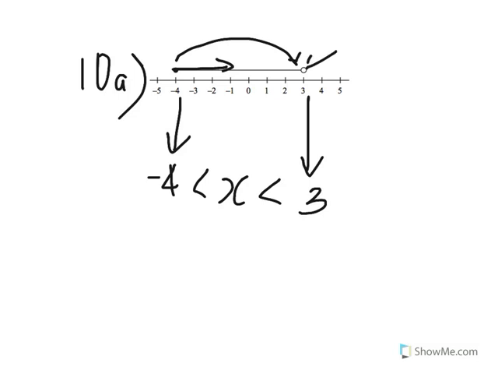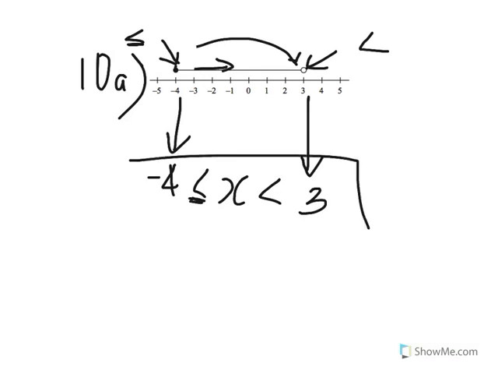Now, this symbolizes less than, while a colored square, like this, symbolizes less than or equal to. So in this case, it's less than or equal to, since it's a colored square. So this is the inequality.